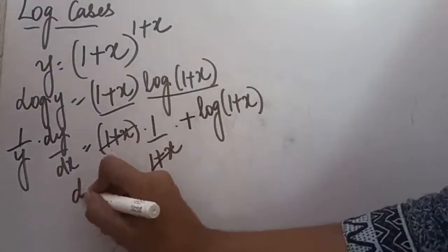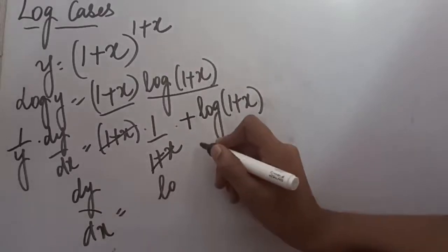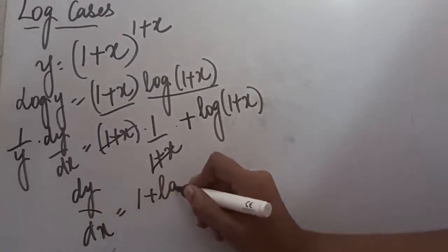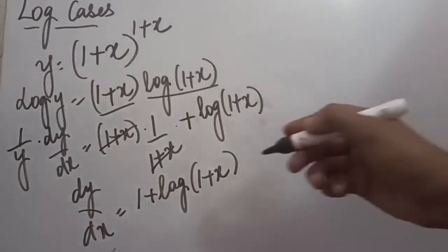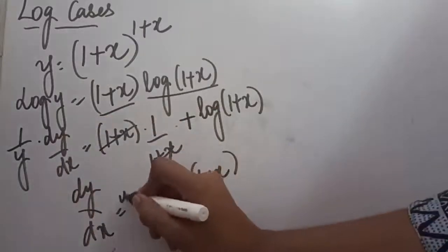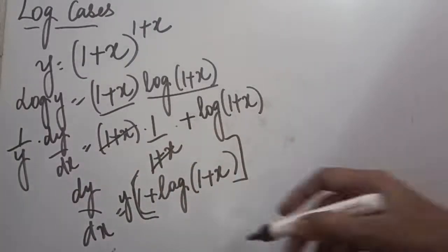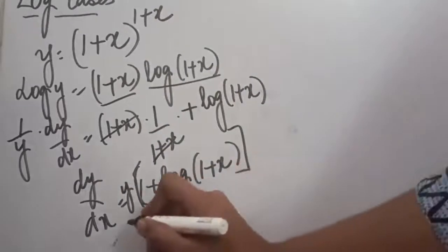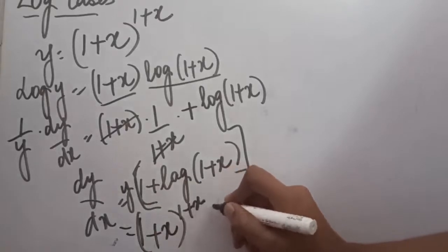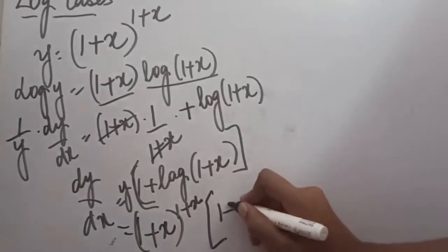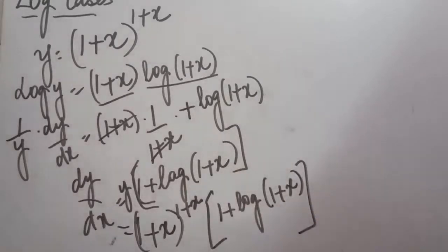So from here if you have to calculate the value of dy upon dx, what is left with us is 1 plus log 1 plus x. So we are left with this, and y is here, so it will go there and be multiplied over here. So now if you want to write the final answer, we will fill the value of y. Value of y was 1 plus x power 1 plus x. It is same. Inside we are left with 1 plus log 1 plus x. So this is the answer.